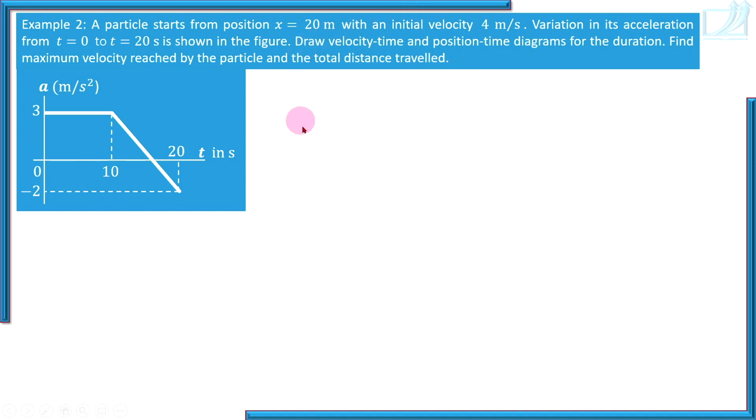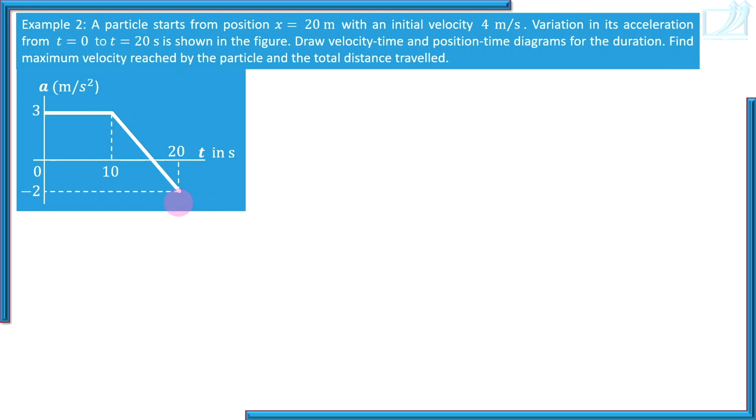We'll first focus on drawing the v-t and x-t diagrams. Now watch this diagram, the a-t diagram. What you should understand from this diagram, listen. From t equal to 0 to t equal to 10, it is uniform acceleration motion because acceleration is constant and that is 3 meters per second squared. From t equal to 10 to t equal to 20 seconds, it is variable acceleration motion.